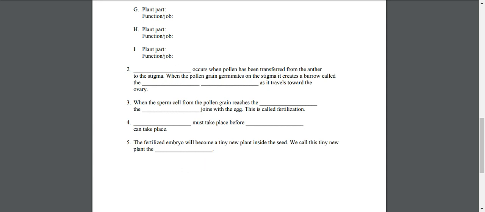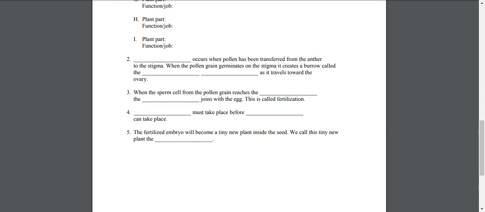The second part of this assignment is to fill in these blanks. So using what you now know about pollination, you're going to need to figure out what these blanks are. So blank occurs when pollen has transferred from the anther to the stigma. So what is that process called? When the pollen grain germinates on the stigma, it creates a burrow called, what is that called? Okay. Number 3, when the sperm cell from the pollen grain reaches, so where does it have to go? And what does it have to join with, the egg, to make fertilization?